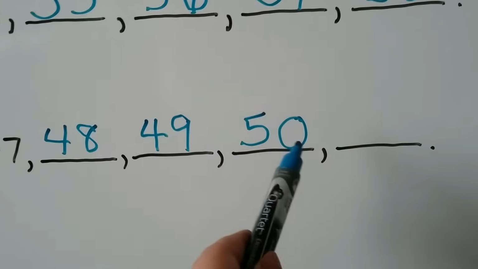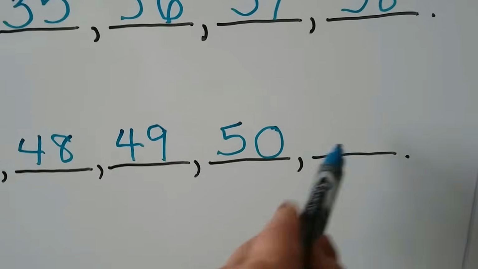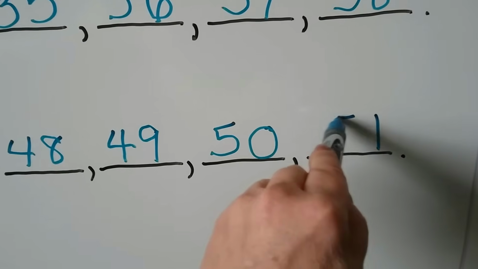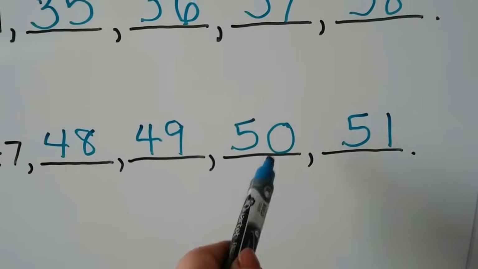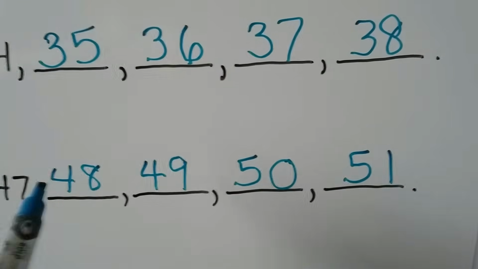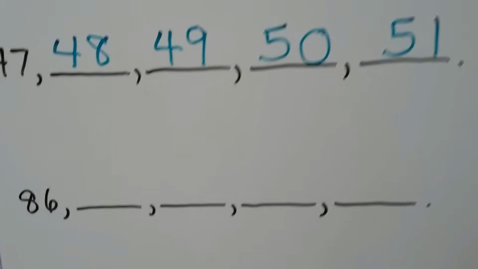And now we're going to start with the ones place, 0 and then 1. So that means we have 51. Because now the tens are a 5, and we're going up by 1 until we get to the 9 again and change again. Let's try another one.